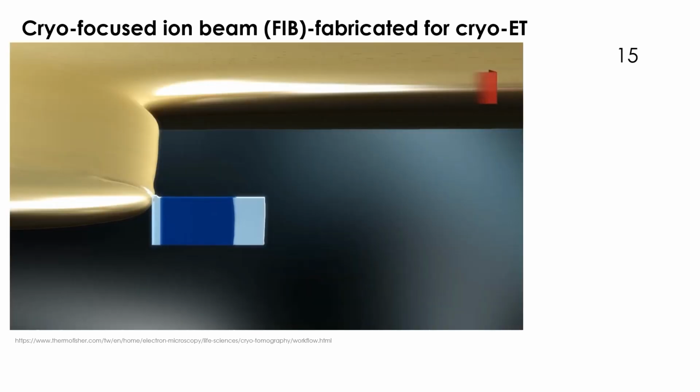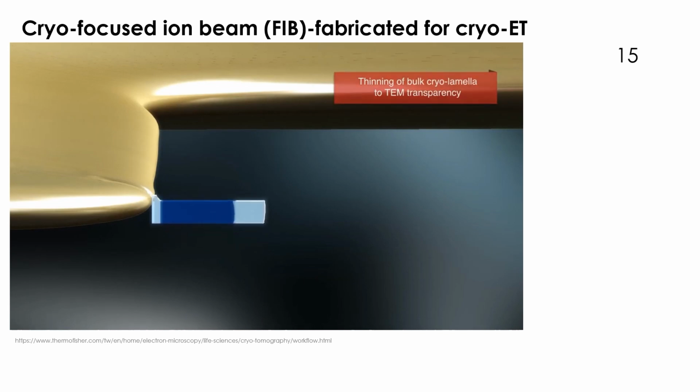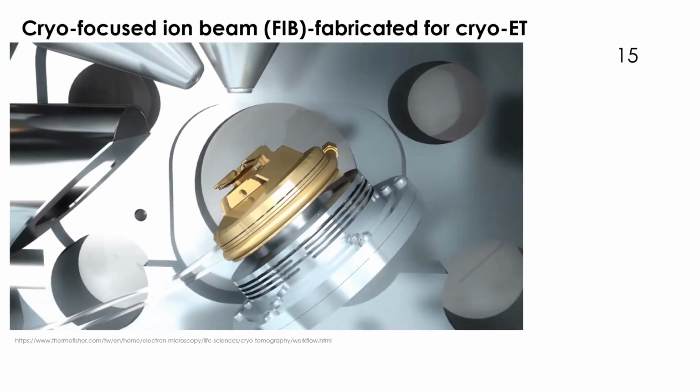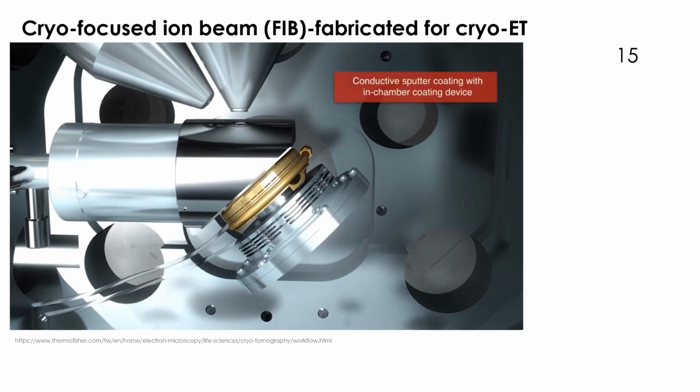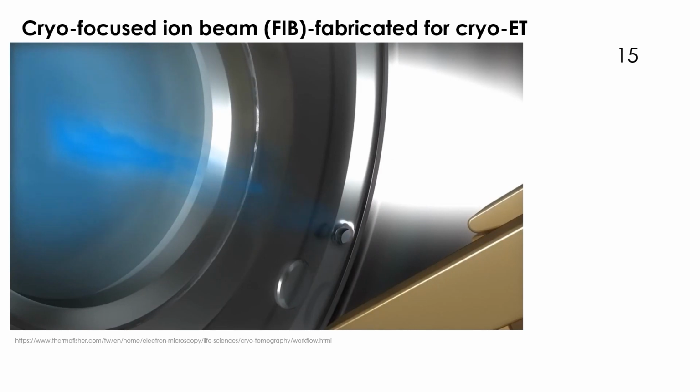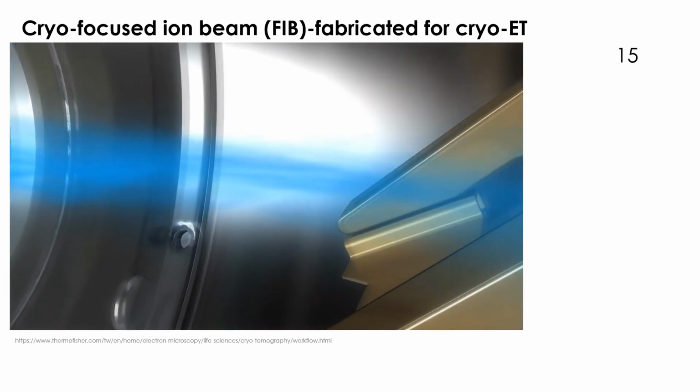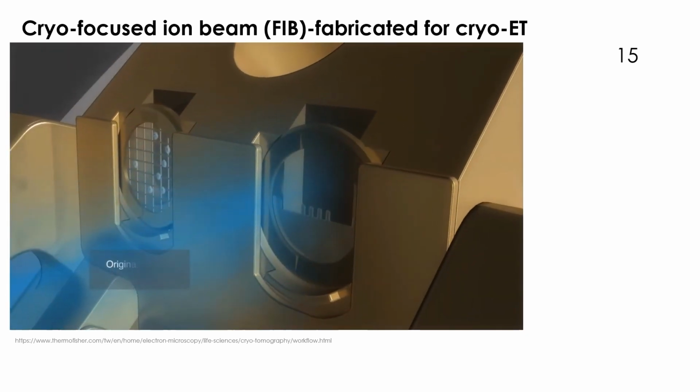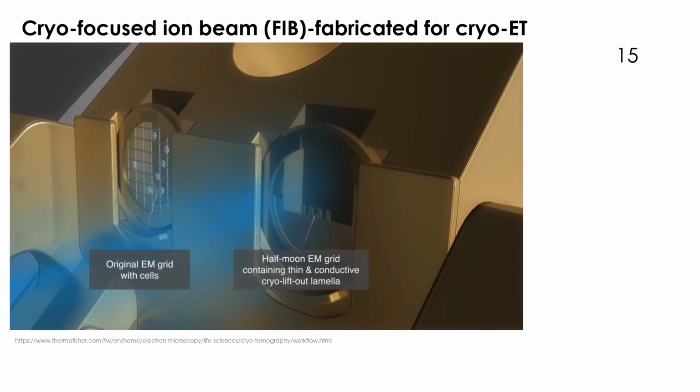For the last step, the bulk lamella sample is thinned down using the ion beam until it is about 200 nanometers thin. The frozen cell sample is now thin enough so that electrons can pass through during electron tomography acquisition. In the last step, the in-chamber sputter coating system is used to apply a thin conductive layer of platinum on top of the lamella sample to prevent that it charges up during 3D imaging in the TEM.